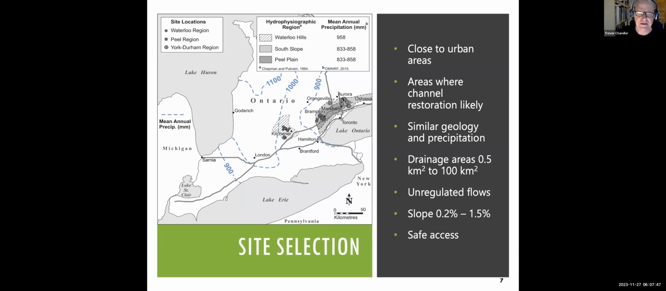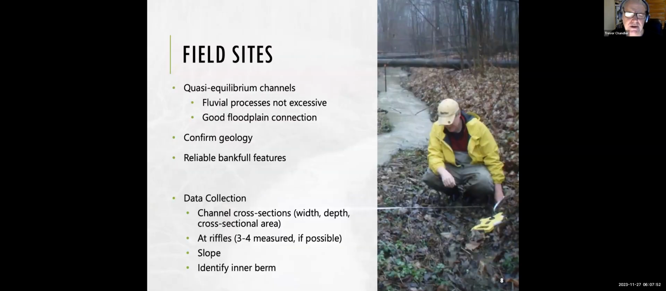So once we had that all together, we got out and got busy surveying. So here we were at our field sites. We looked for channels that were sort of in a quasi-equilibrium state. That's just a fancy way of saying stable. Sediment loads coming in roughly equal the sediment loads leaving the watercourse. So they basically had good bankfull features that we could rely on that were suitable. We had a look at the geology, made sure that matched what the map said, and that, as I mentioned, our bankfull features were reliable.